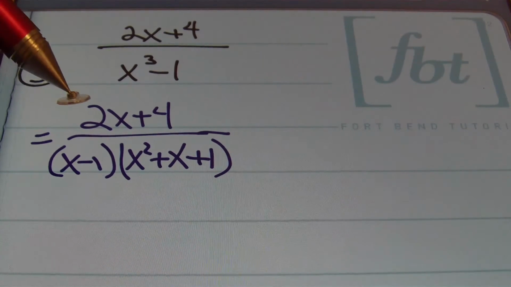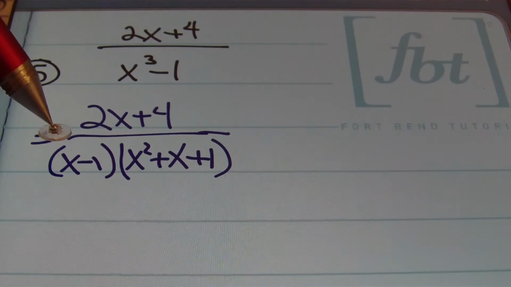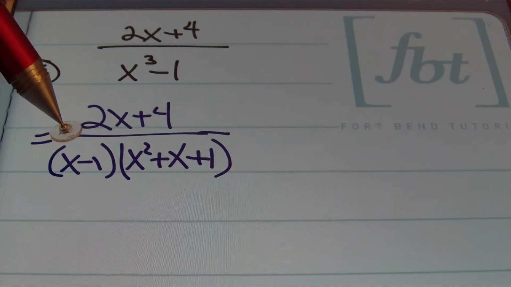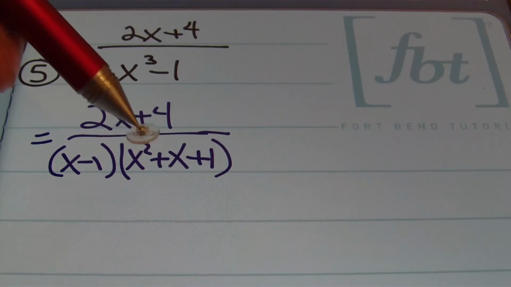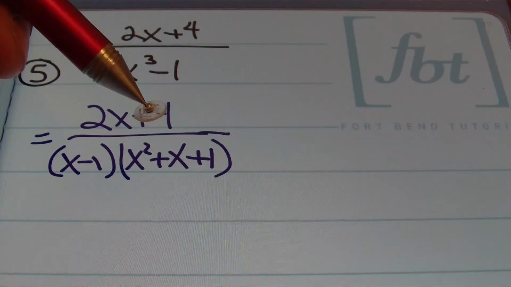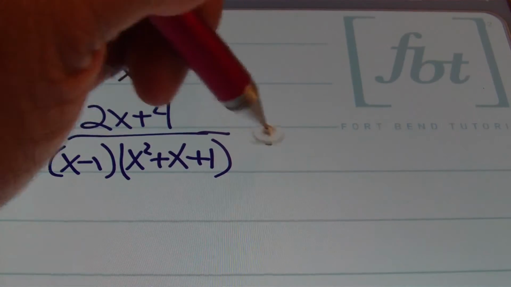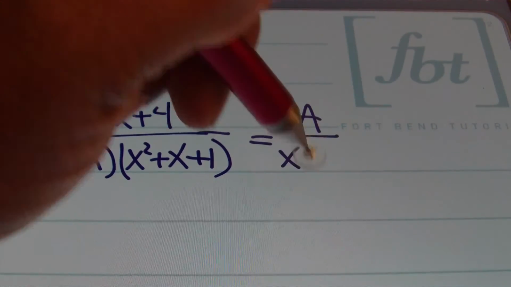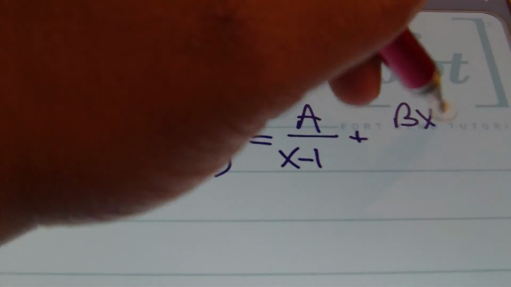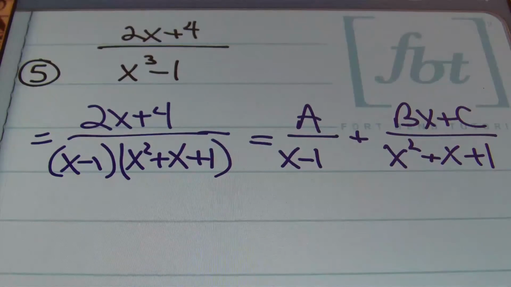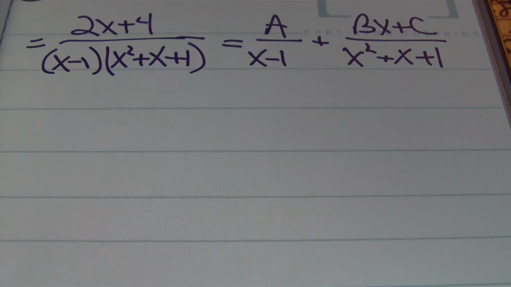Keep in mind that your factors must be factored completely, and that is exactly what we have right here. This linear factor of x minus 1 cannot be factored any further, and your quadratic factor of x squared plus x plus 1 is prime, so you cannot factor that any further either. That means my setup for this problem is going to include a over x minus 1 plus bx plus c over x squared plus x plus 1, just like that. So this is going to be my setup for problem number 5. That means I'll be multiplying each and every term here by the common denominator of x minus 1 times x squared plus x plus 1.